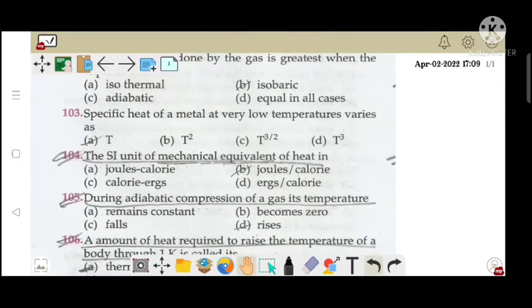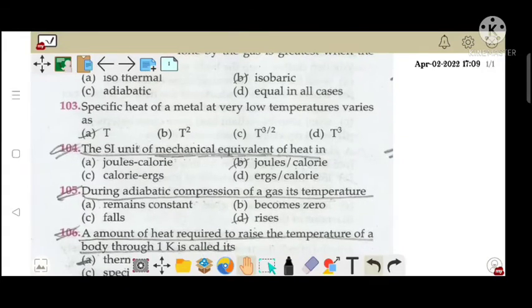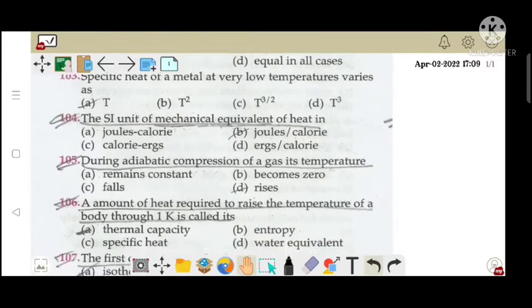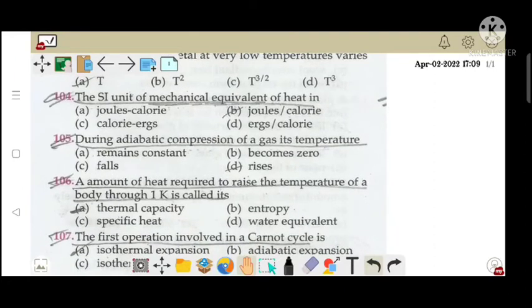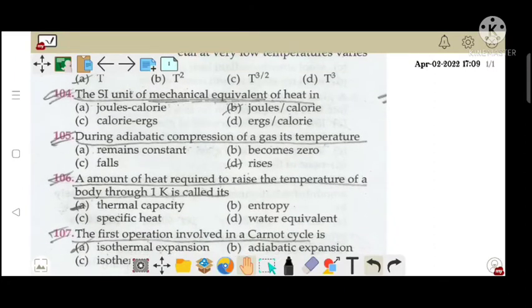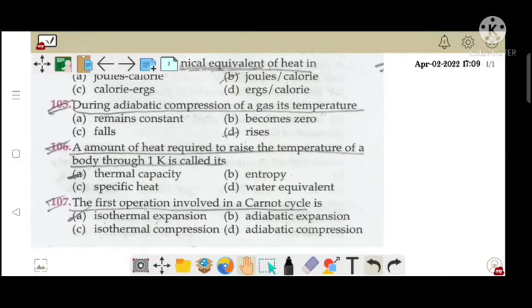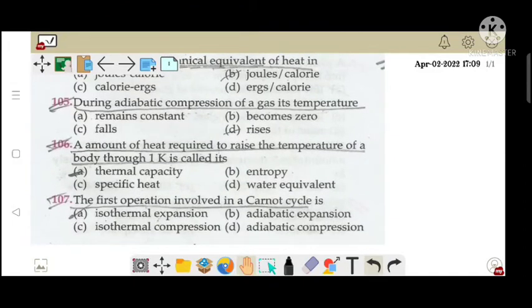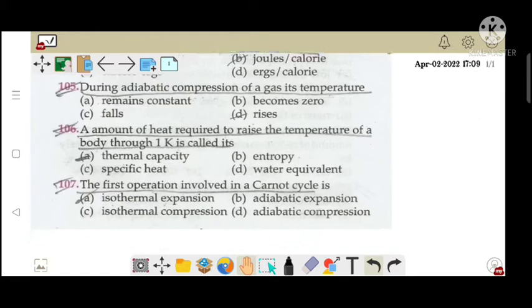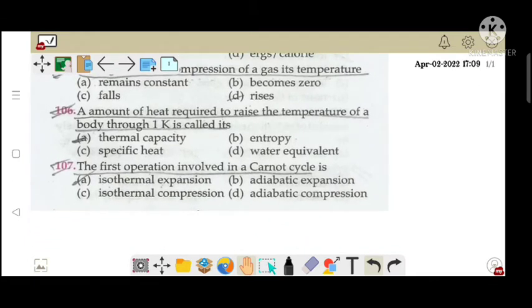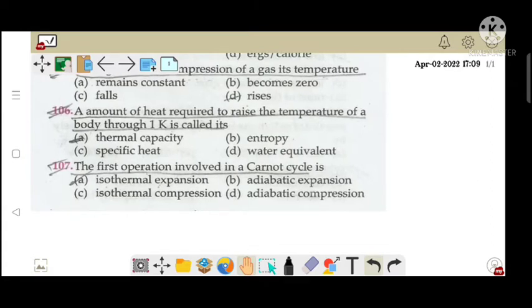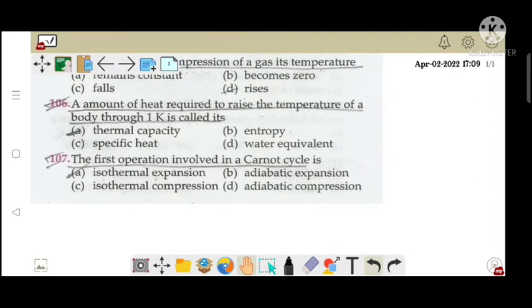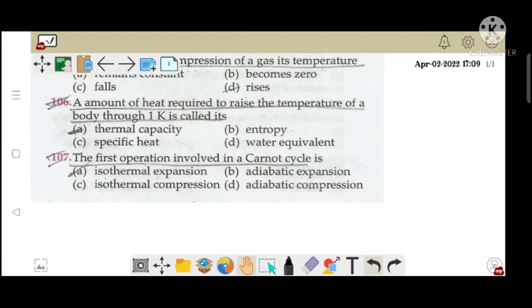The specific heat of metal at a very low temperature varies with T. The SI unit of mechanical equivalent of heat is joule per calorie. During adiabatic compression of a gas, the temperature rises. The amount of heat required to raise the temperature of a body through 1 K is called thermal capacity.